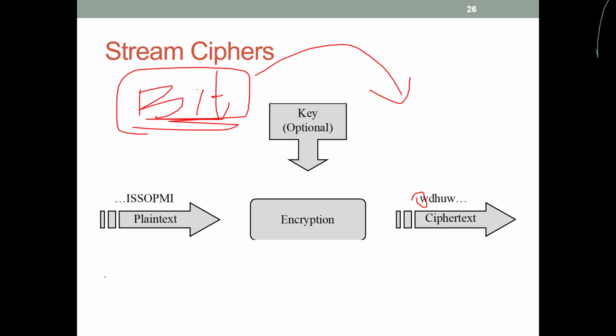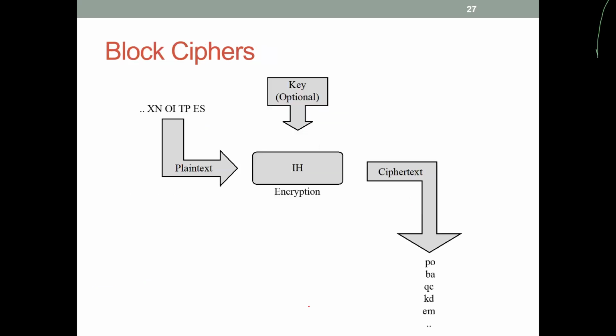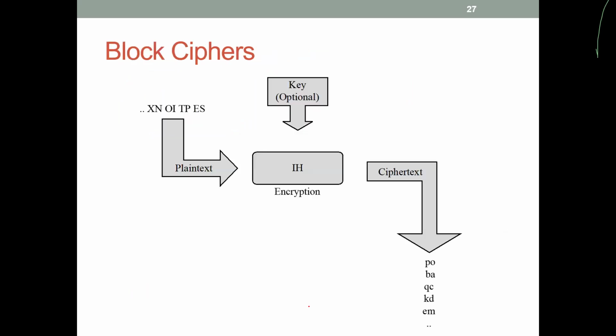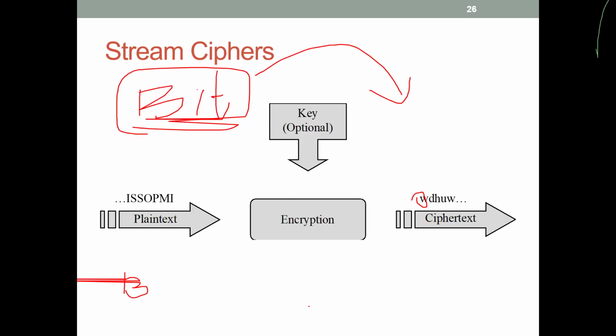If we are taking a set of bits, let's say 8 bits together, and apply the encryption, we can call that a block cipher. So stream ciphers, in the sense, bitwise encryption happens.